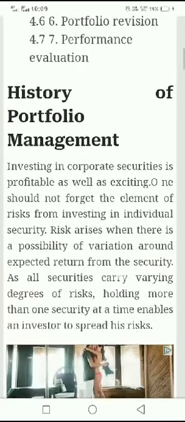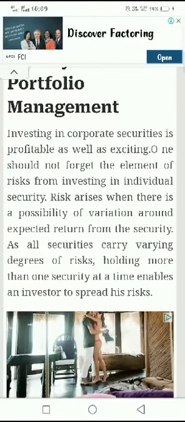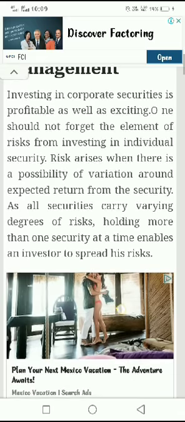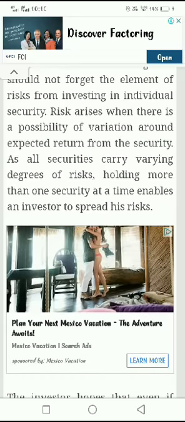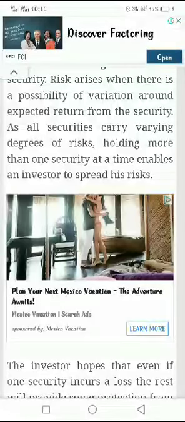History of portfolio management. Investing in corporate securities is profitable as well as exciting. One should not forget the element of risk from investing in the individual security. Risk arises when there is a possibility of variation around expected return from the security.